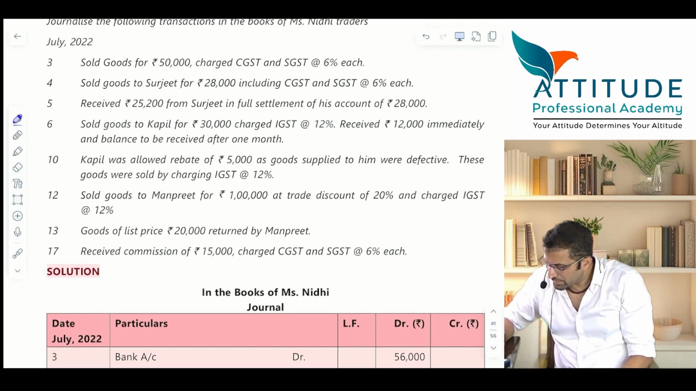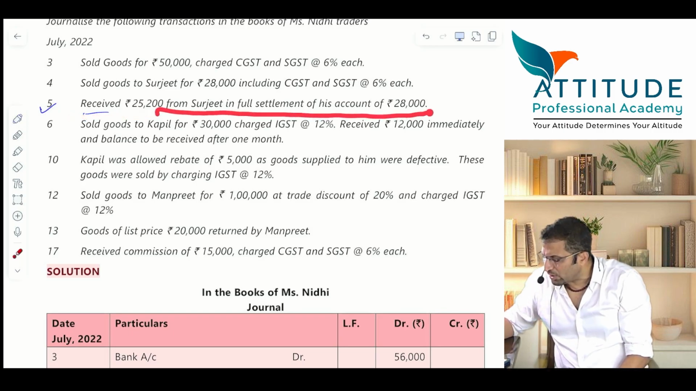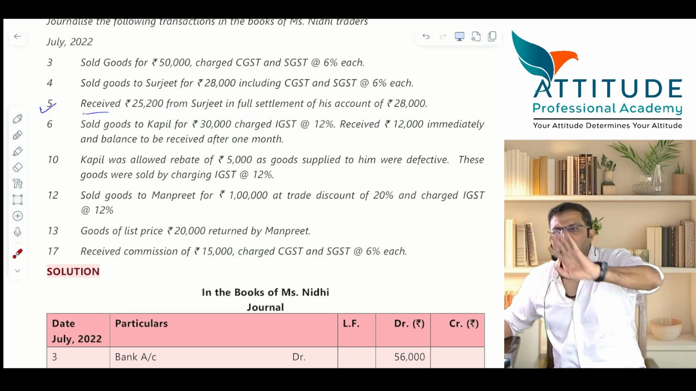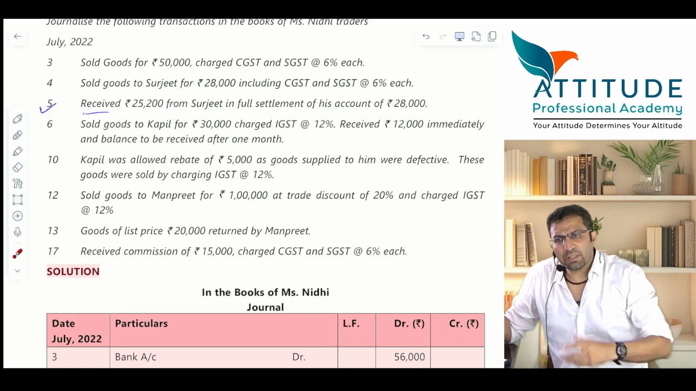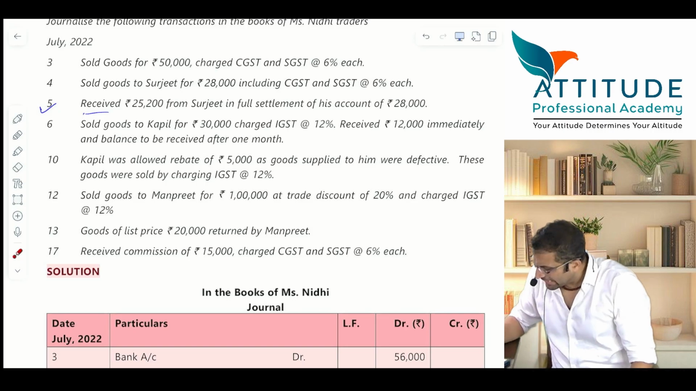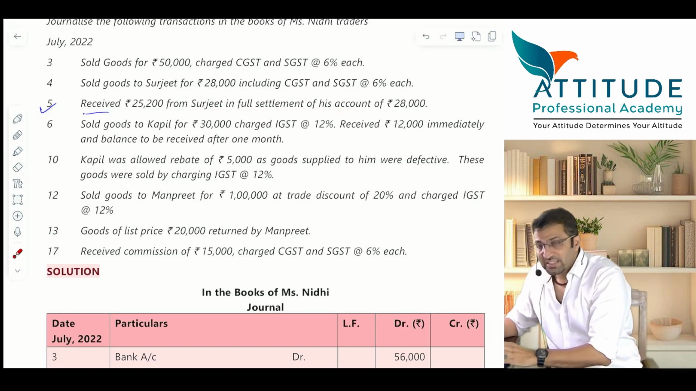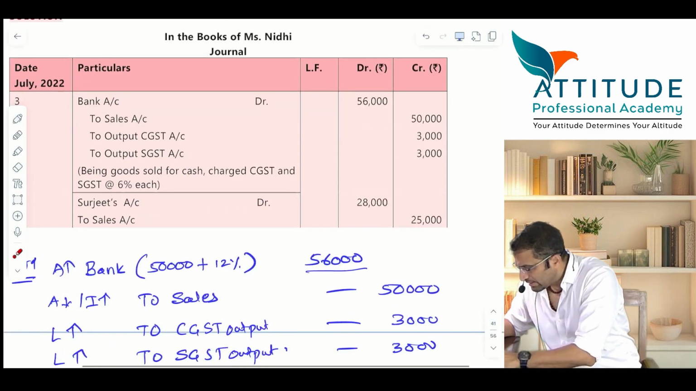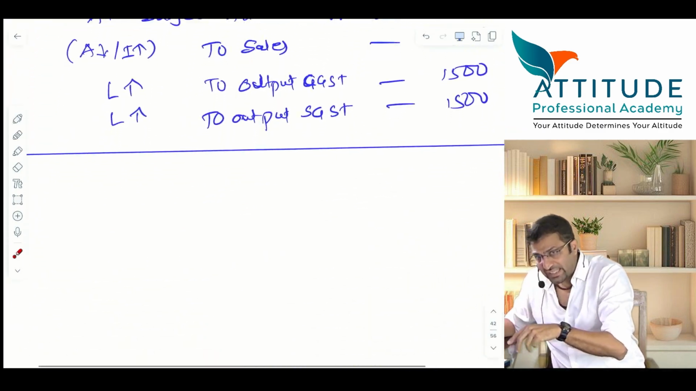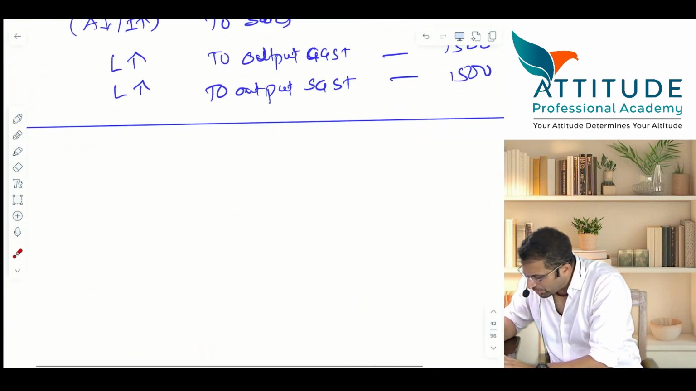Fifth. Received 25,200 from Surjit in full settlement of his account of 28,000. See, you have to receive from Surjit how much? But you are receiving only how much? And that too in full settlement. It means that you are allowing him a discount. Discount allowed, it is not discount received. You are receiving the money and you are allowing a discount. Tell the entry.